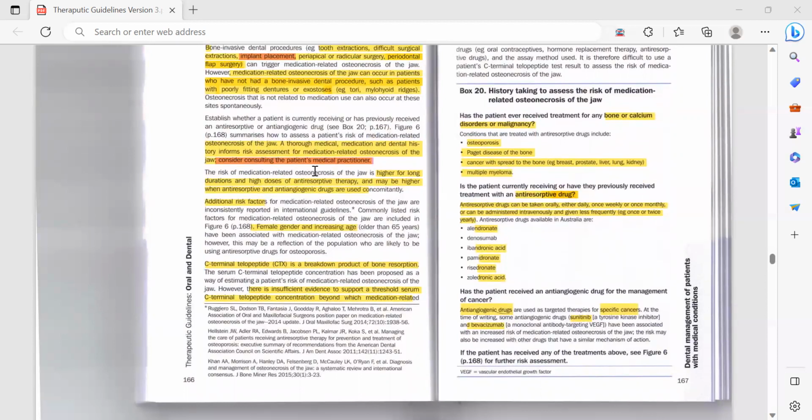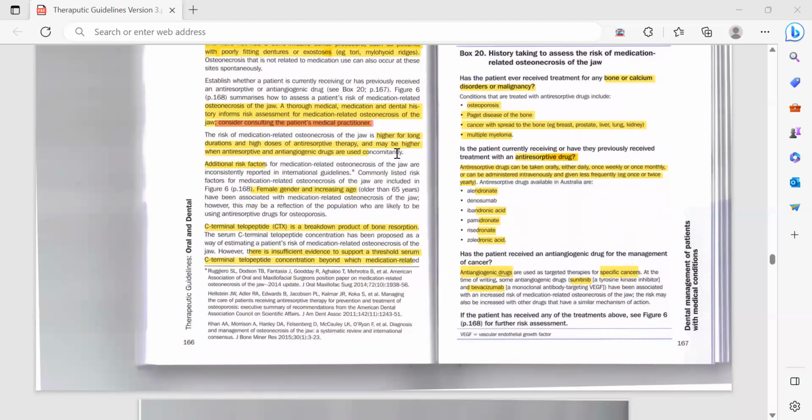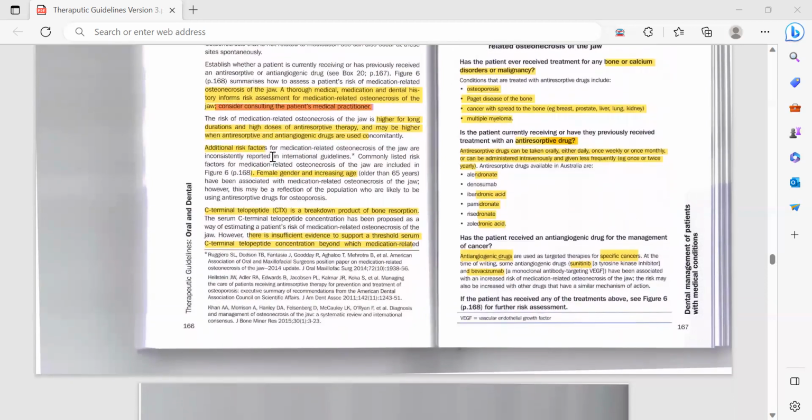The risk of medication-related osteonecrosis of the jaw is higher for longer duration. The risk increases with a higher dose and a longer duration. So the longer the time and the higher the dose, the risk would increase, and may be higher when anti-resorptive and anti-angiogenic drugs are used concomitantly. Additional risk factors could be female gender and increasing age, mostly older than 65 years.